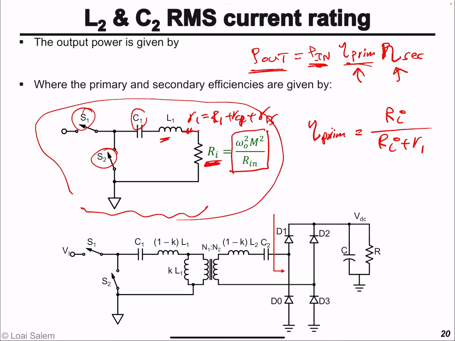So what are we going to do with the output power? Well, what we're looking for is the maximum RMS current that's flowing in the secondary side as well as the capacitor, in order to determine the RMS current rating that's required for the capacitor and secondary side coil of the transformer or coupled inductors.